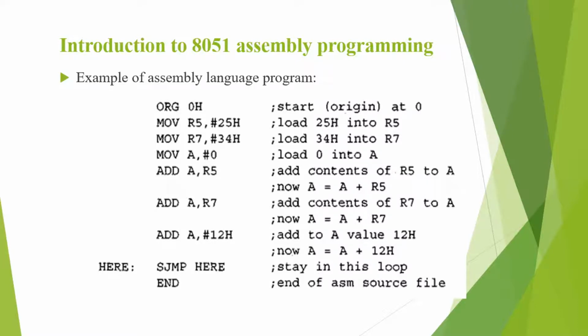Same way, ADD A, #12H. This will add the hexa value 12 to the content of A and store it in A. And then we have HERE followed by a colon. This is the label which is pointing to the line of code SJMP HERE. And then we have END, one more assembler directive. This will indicate to the assembler that it has come to the end of the source file, that is the ASM file.